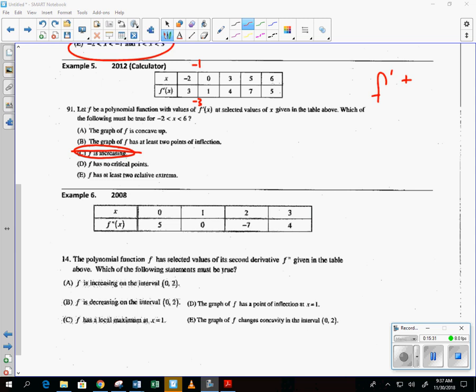Notice graph of F is concave up. That would be if F double prime was always positive. We're not given F double prime, but we could consider F double prime. F double prime is going to be the rate of change of this, right? Is F prime going up or down here? It's going down, up or down here, up or down here, up or down here. Down. So this is F double prime. We know a little bit about it. So it changes sign once. It changes sign twice. It has at least 2 inflection points. Letter B.